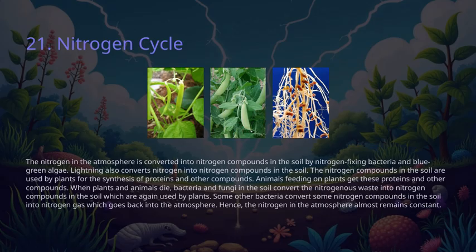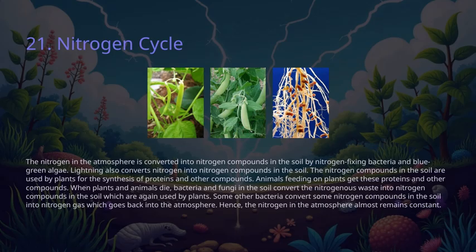But the cycle doesn't stop there. When plants and animals die, bacteria and fungi in the soil break down their bodies and waste, converting nitrogenous materials back into nitrogen compounds. This process ensures that nitrogen remains available in the soil for plants to reuse. Interestingly, some bacteria have the ability to convert nitrogen compounds in the soil into nitrogen gas, which then escapes back into the atmosphere. This process helps maintain a balance, so the amount of nitrogen in the atmosphere remains nearly constant over time.